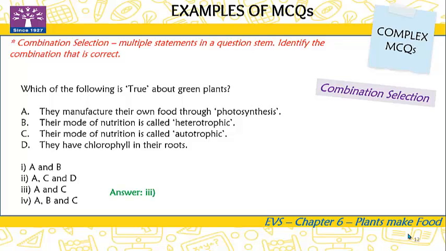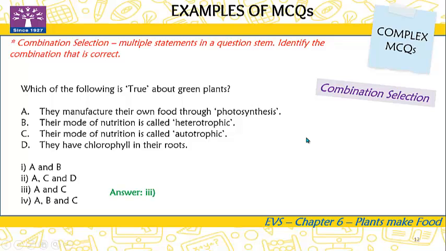In the combination selection, as we said, multiple statements are there along with the main question in the question stem. For example, over here you have which of the following is true about plants, and then 4 statements are given. Students have to identify which of the statements are true. Now, if you look at the choices that are given for students over here, the choices are a combination of the statements given.